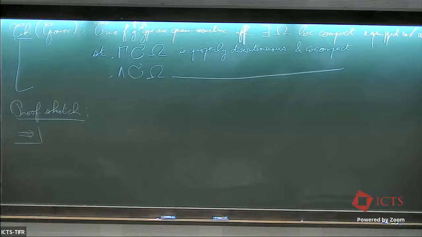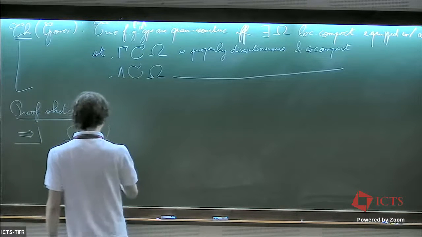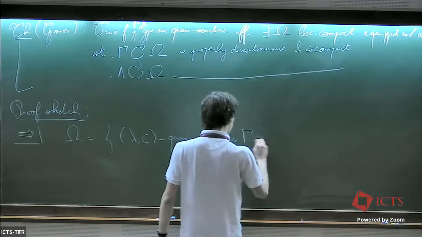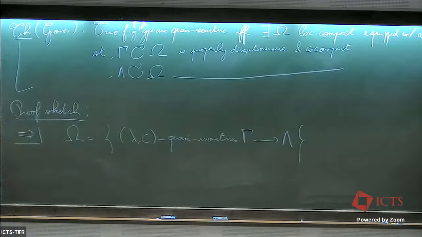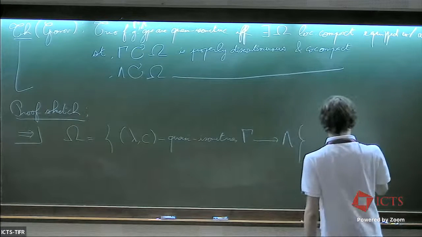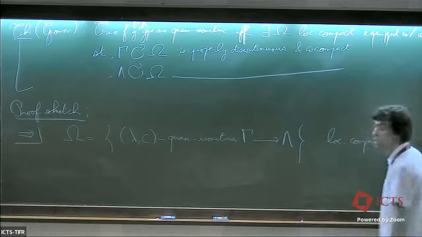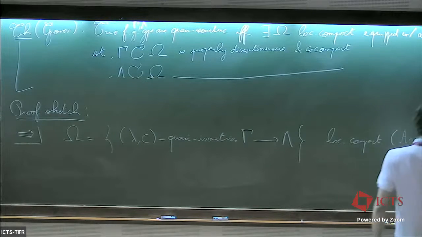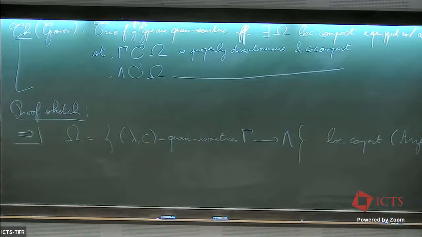What you do is you take for Omega the space of all lambda-C quasi-isometries from Gamma to Lambda. When I say lambda-C quasi-isometry, I mean something satisfying those two conditions for the constants lambda and C. This is a locally compact space. I equip it with the pointwise convergence topology. This is a locally compact space essentially by the Arzela-Ascoli theorem, because any quasi-isometry is Lipschitz, I guess with Lipschitz constant lambda plus C. So you have a space of uniformly Lipschitz maps from Gamma to Lambda equipped with pointwise convergence. It's going to be locally compact.